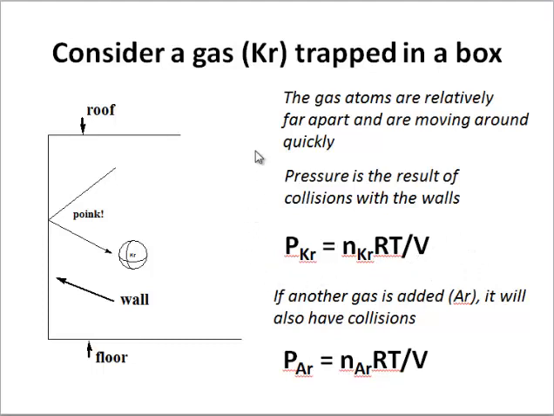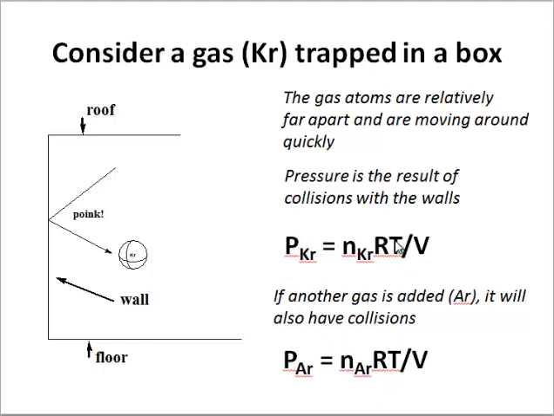If I add another gas, say argon, represented by this pointer, here we have an argon atom bouncing around in the box. There will also be pressure from the argon atoms, and that will follow the ideal gas law. The argon pressure is moles of argon times R times T over V. So you have a pressure from the argon and a pressure from the krypton.